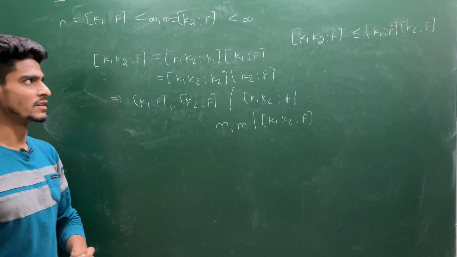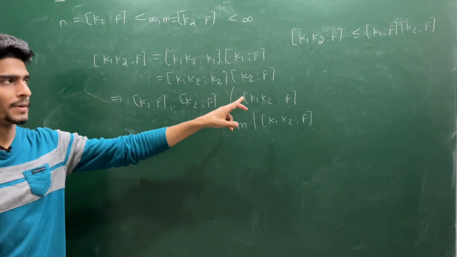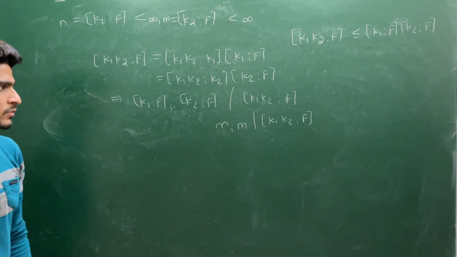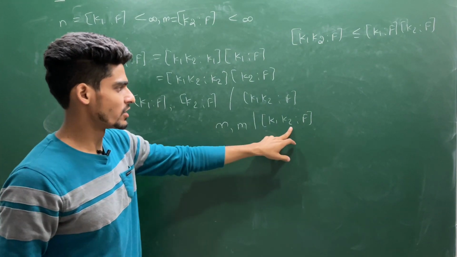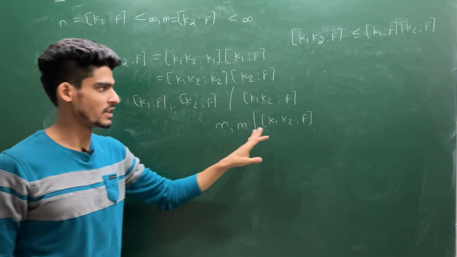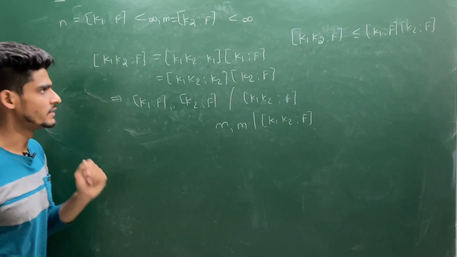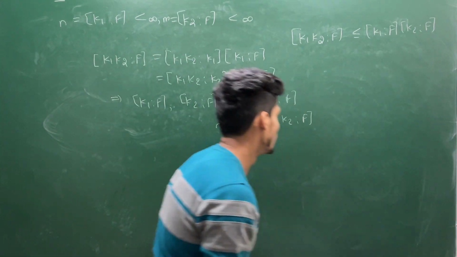The example I have just gave you, Q adjoint 2 power 1 by 4 and Q adjoint root 2. So sorry for the wrong comment. I know only this thing, that n is a divisor of this and m is a divisor of this. I cannot say about the product. Let's see in this manner. You note down this point.